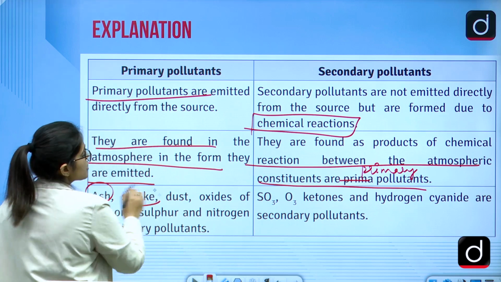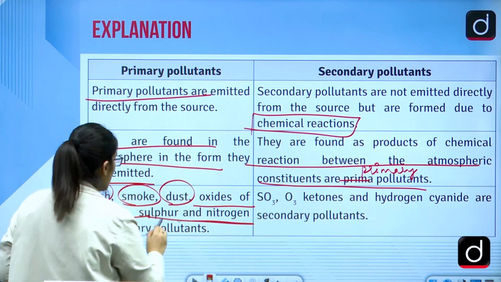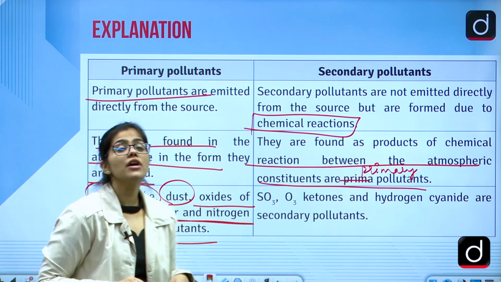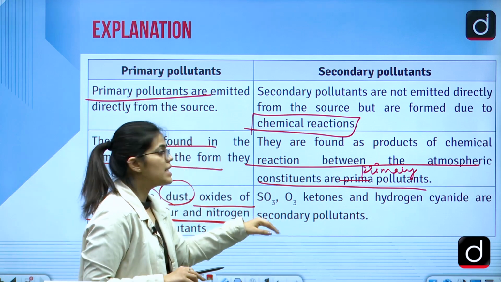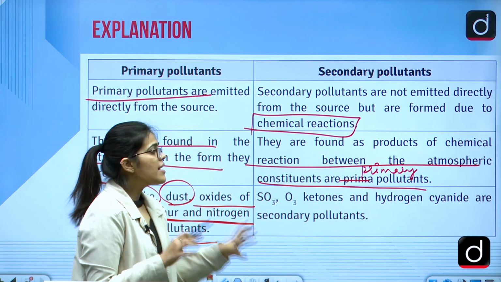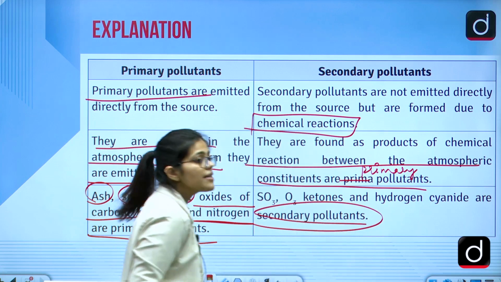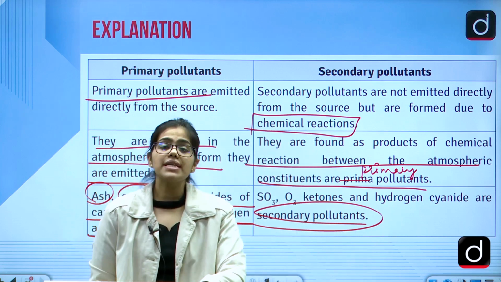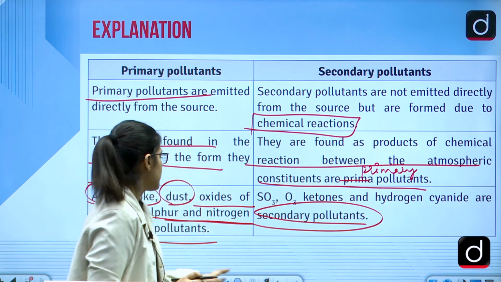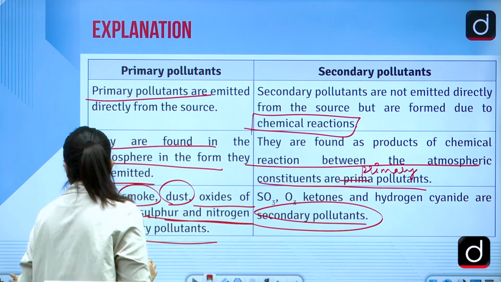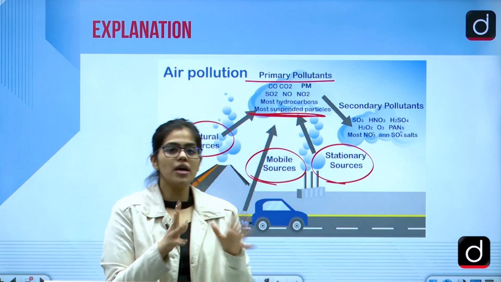So ash, smoke, dust, and oxides of carbon, sulfur and nitrogen are some of the primary pollutants that can cause a lot of problems. While SO3, O3, ketones and hydrogen chloride are some of the secondary pollutants that are not present in the atmosphere as they are, but are compounds formed from a few toxic substances that we had. This is one thing that you should know whenever you study air pollution.